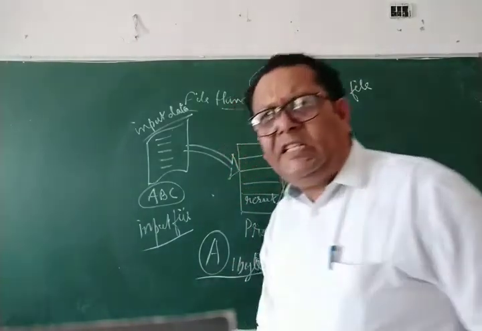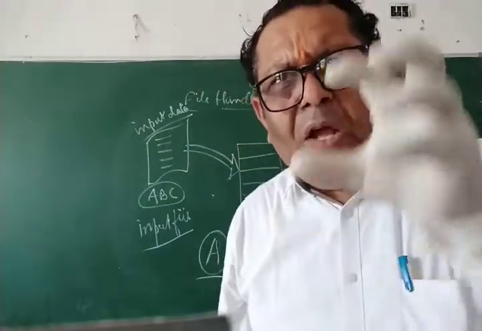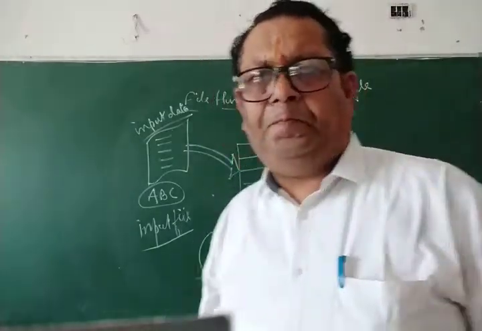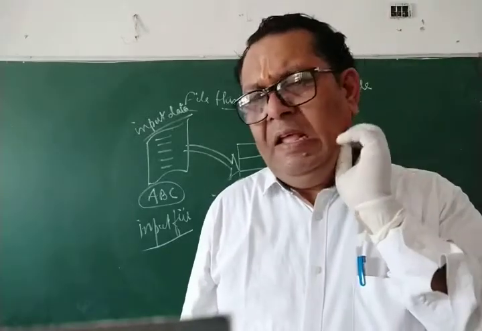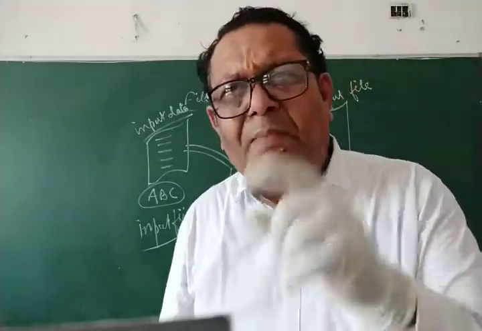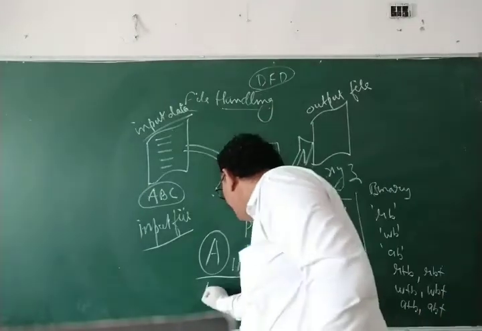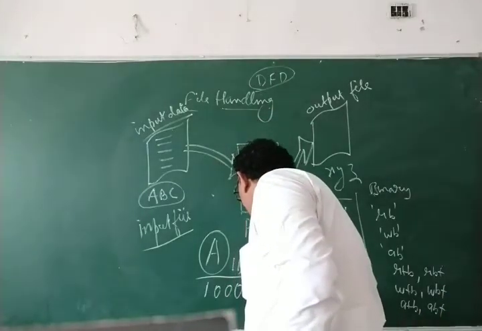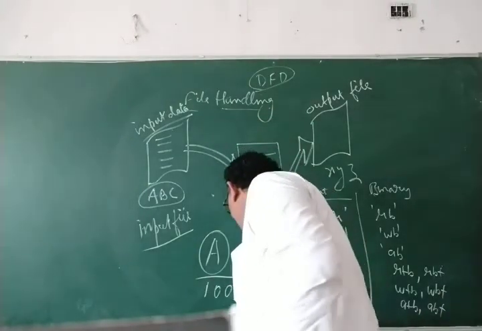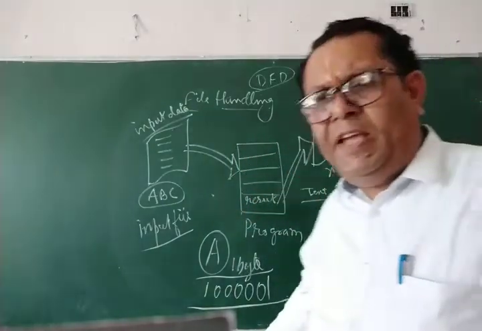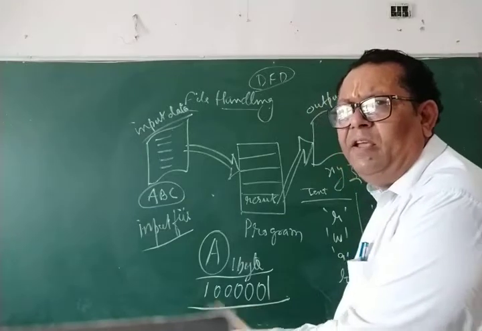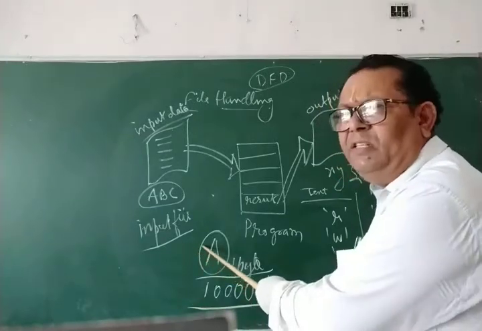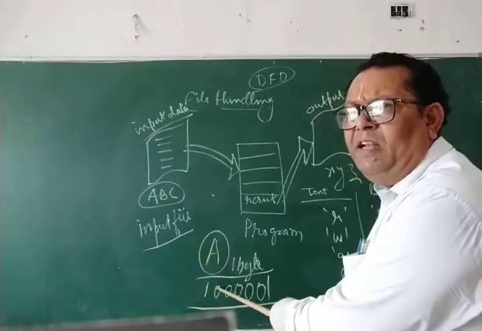So in case of a text file, this character A will occupy 1 byte, that is 8 bits of data. But the same A, when we write it in a binary file, will occupy only 7 bits. That is 1, 2, 3, 4, 5. This is the binary form of A. This is the text form, the character form of A, and this is the binary form of A.